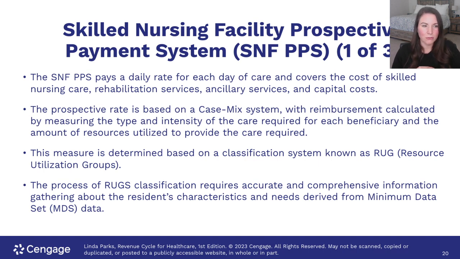Resource utilization groups. The groups are going to be based on how many resources are utilized. So similar resources are going to be placed together. There are 7 major classifications that I'll talk about next, and then 44 categories within those 7. A resident cannot be placed in more than one classification.